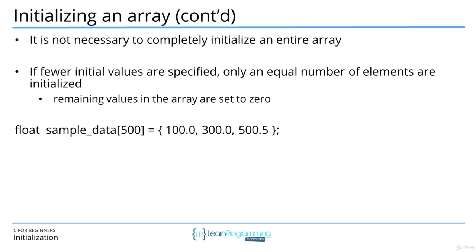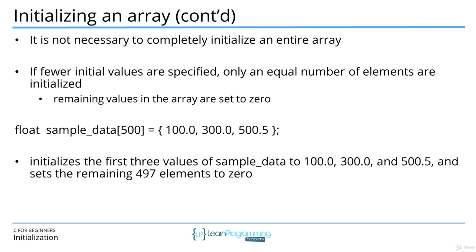Okay, so if you do something like this, where you have an array called sampleData of type float, it contains 500 elements. But in the curly braces, all you see here are 3 elements. What this is going to do is initialize the first 3 values of the sampleData array to 100, 300, and 500.5. And then the remaining 497 elements are going to be 0. So you don't have to specify everything.